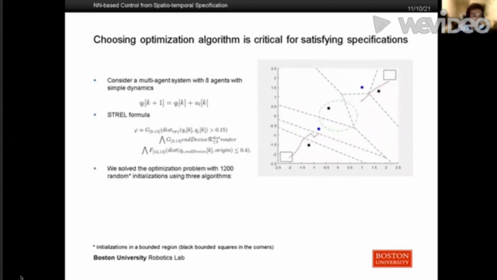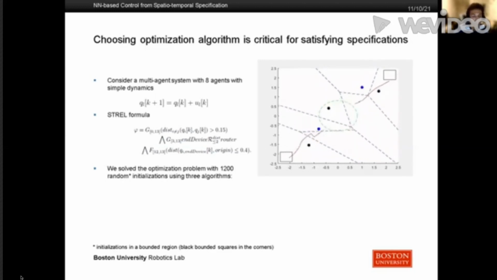The specification says that always between time 0 and time 13, the distance between any 2 agents should be greater than 0.15. This basically guarantees that the agents do not collide. And the second, between time 3 and time 13, each end device, which is here in red color, should reach a router within a distance of no more than 2. This is what you can see here, that the red agents are always close to a black agent or a router. And finally, the distance between each end device, each red agent, and the origin of the coordinates is less than or equal to 0.4, which is the circle here.